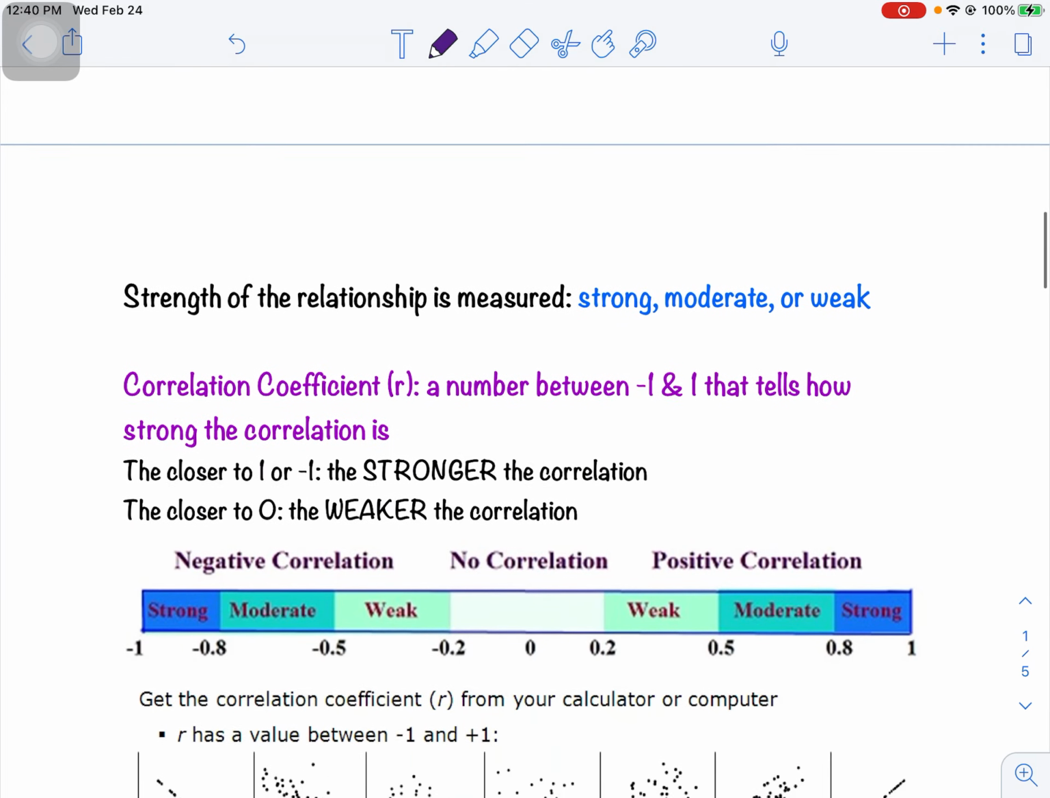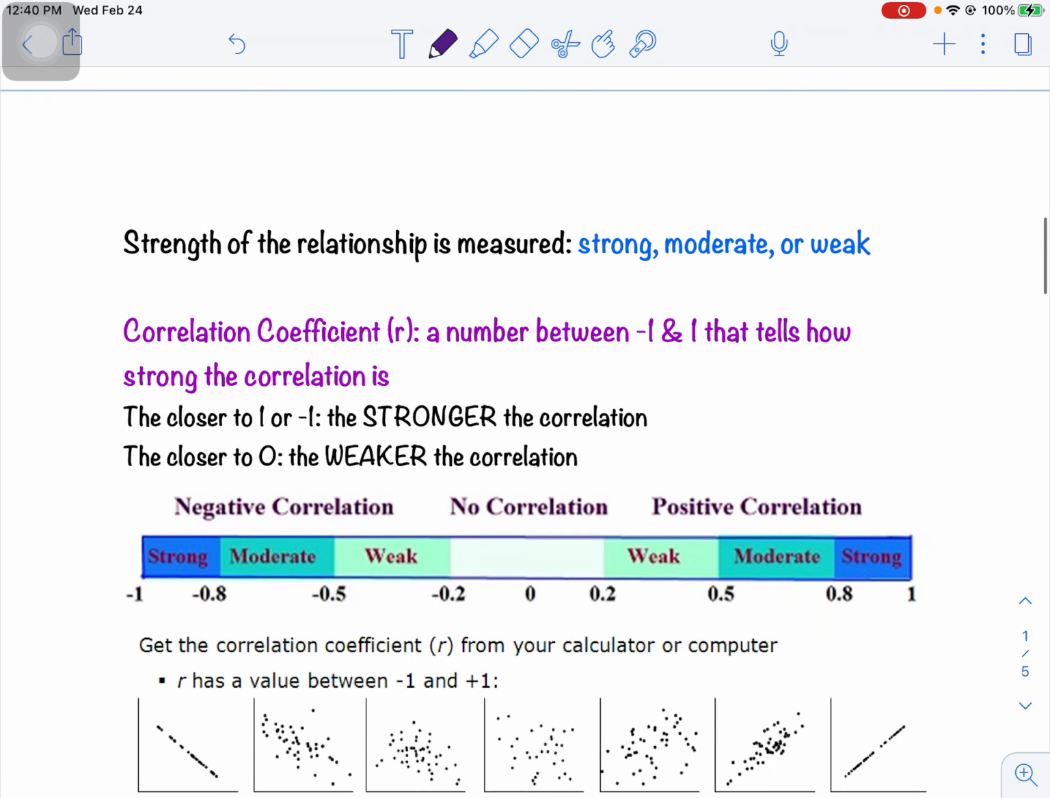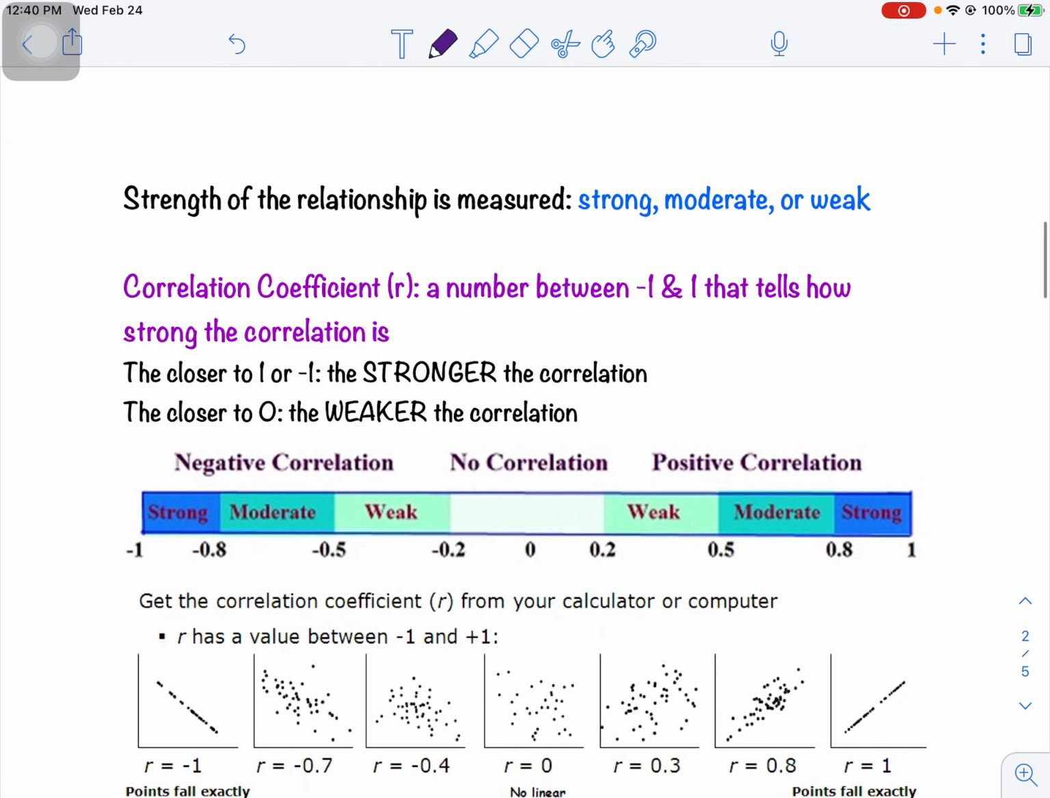All right, so let's look at some other things that will help us tell about the strength of a relationship. Strength of relationships can be measured as strong, moderate, or weak. And we use something called the correlation coefficient, which is abbreviated with a little r. That's a number between -1 and 1 that tells us how strong the correlation is. So the closer it is to 1 or -1, the stronger the correlation.